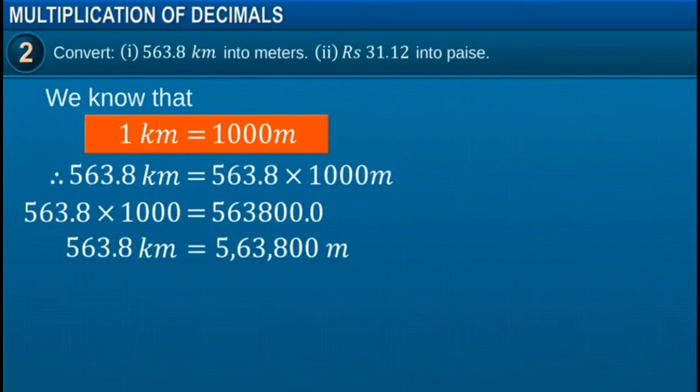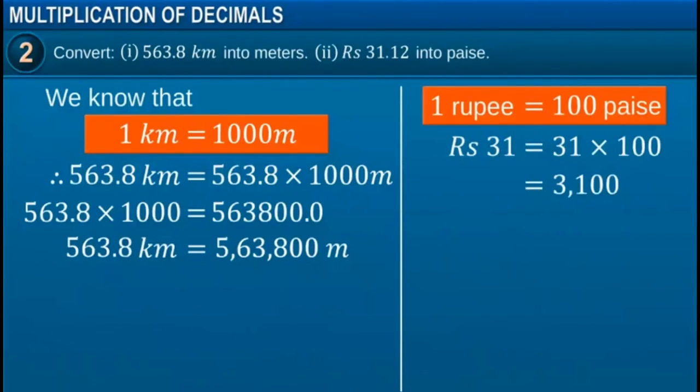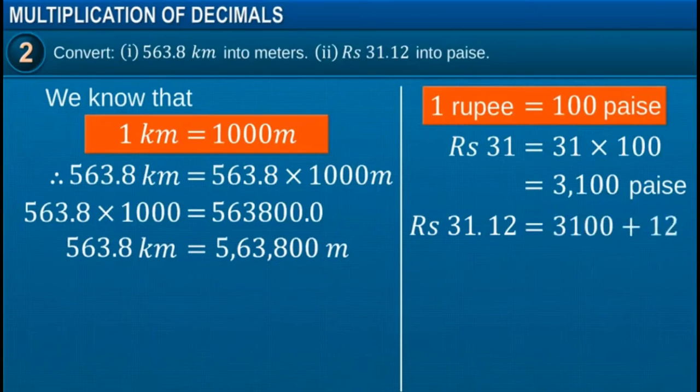Now we will convert 31 rupees and 12 paise into paise. We know that 1 rupee is equal to 100 paise. So 31 rupees multiplied by 100 is 3,100 paise. So 31 rupees and 12 paise is 3,100 paise plus 12 paise. So our final answer is 3,112 paise.